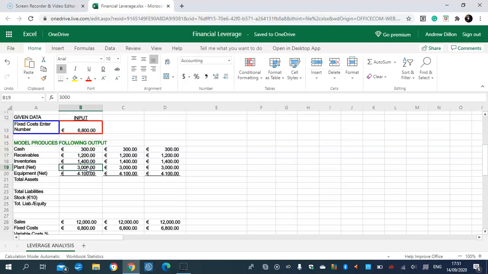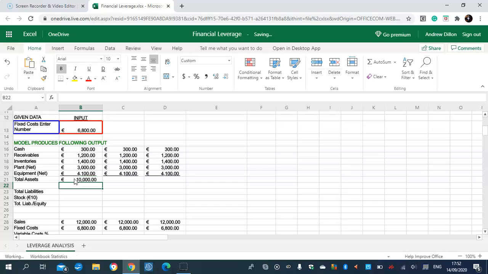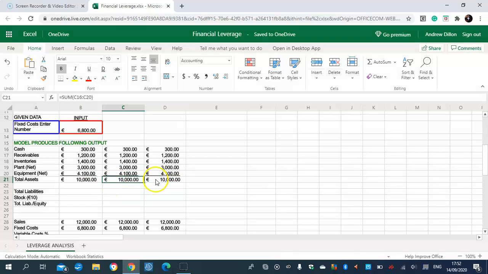Here are the model's inputs: cash, receivables, inventories, plant net, equipment net. Now I have to calculate the total amount of assets. So all these are added together, and the answer is €10,000. The other two answers are also €10,000.